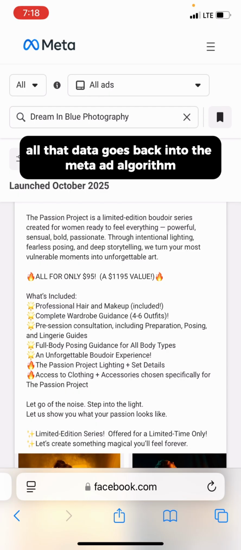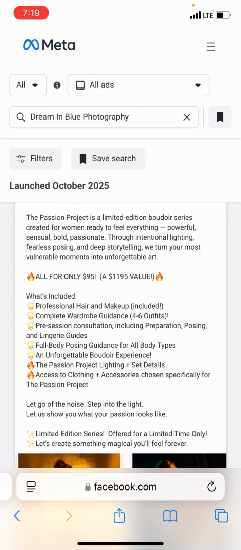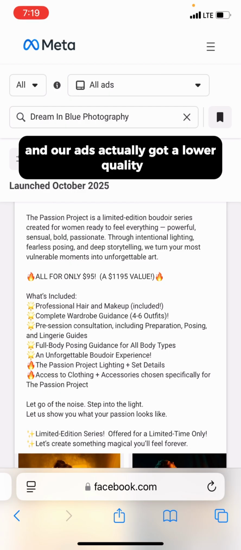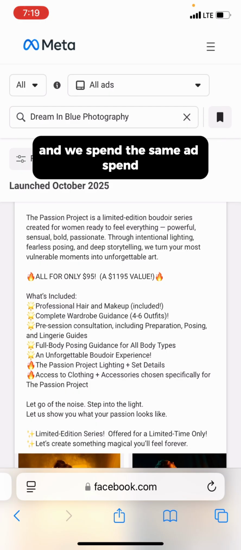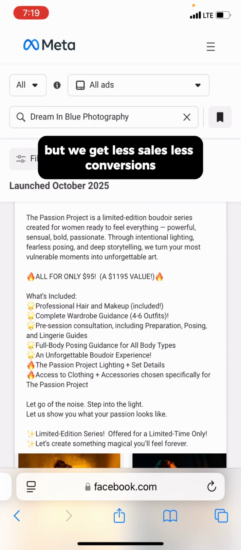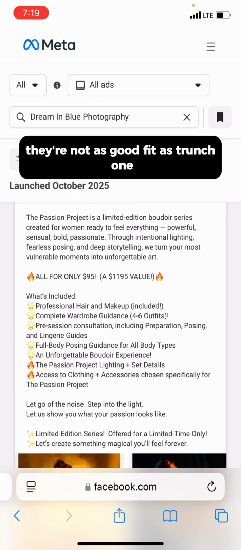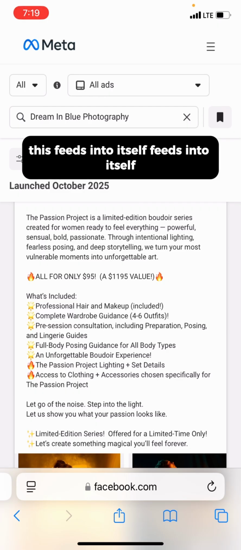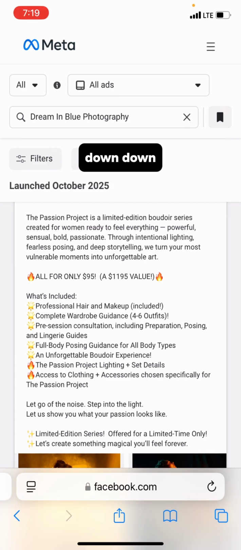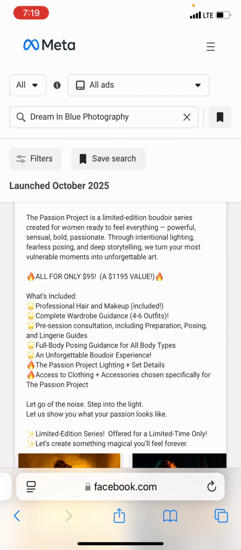All that data goes back into the Meta ad algorithm to decide who our ad should go to for tranche 2. And our ads actually go to lower quality, lower converting Meta profiles for tranche 2. And we spend the same ad spend, but we get less sales, less conversions, less quality peeps. They're not as good a fit as tranche 1. And we're in the downward spiral of despair that feeds into itself, feeds into itself, down, down, down. Ad burns out, ad dies out, refresh creative.